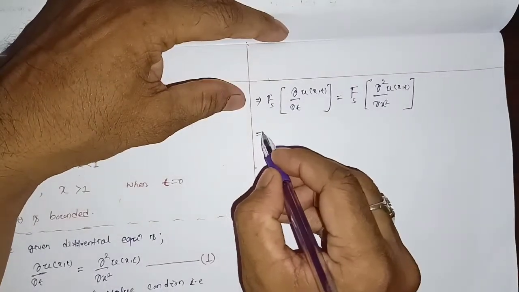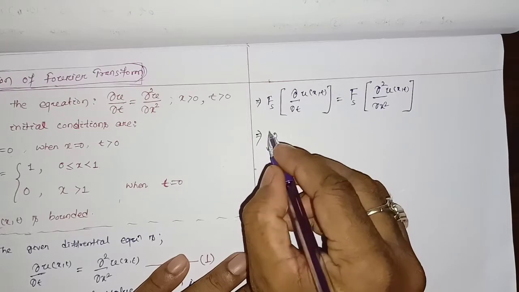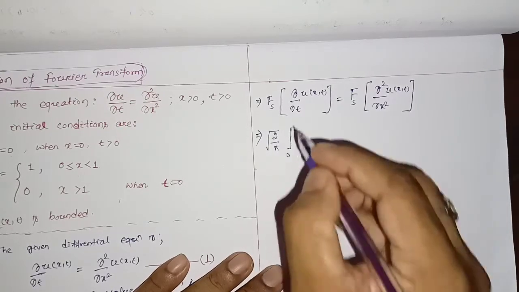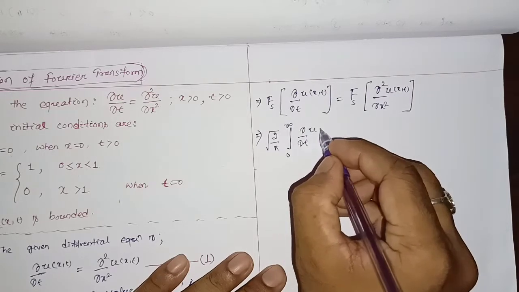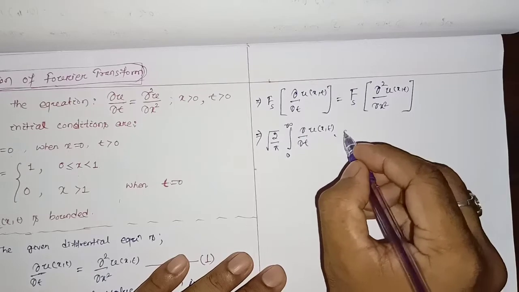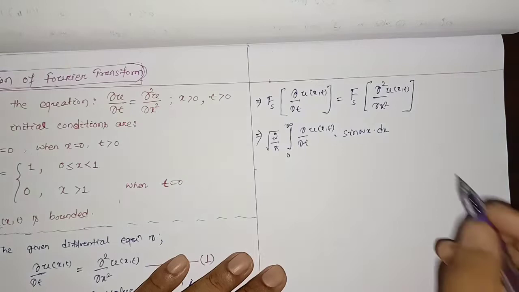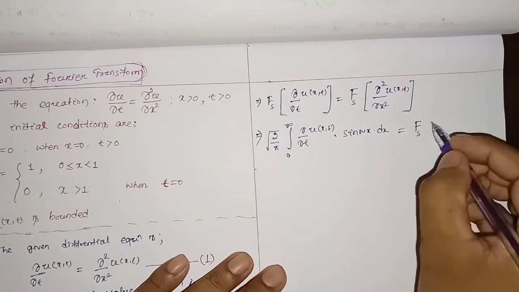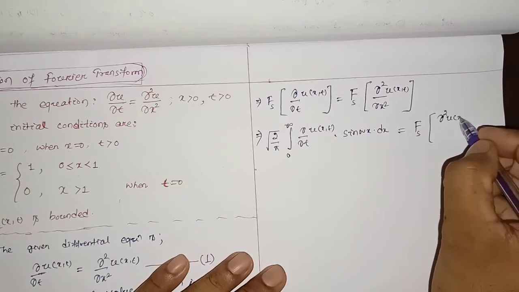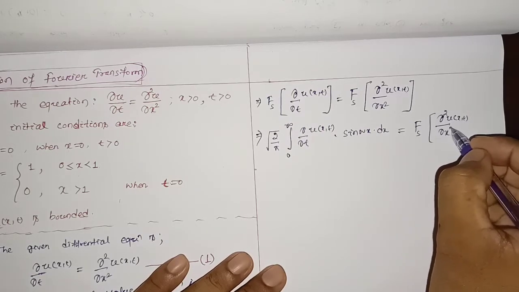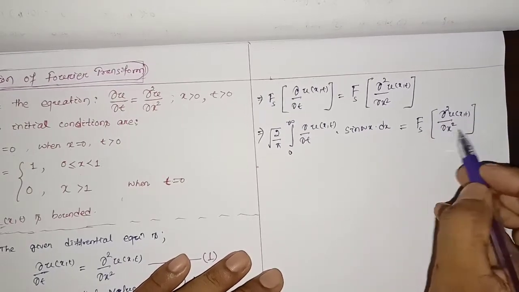So we have to write, that implies this one will be written as root over 2 by pi, integral from 0 to infinity of del by del t of u(x,t) into sin(omega x) dx is equal to the Fourier sine transform of the double derivative of u(x,t) with respect to x. Okay, keep it as such. We know this value directly.